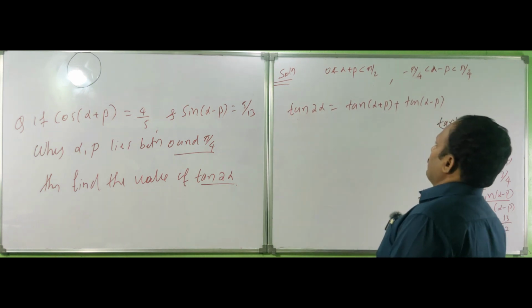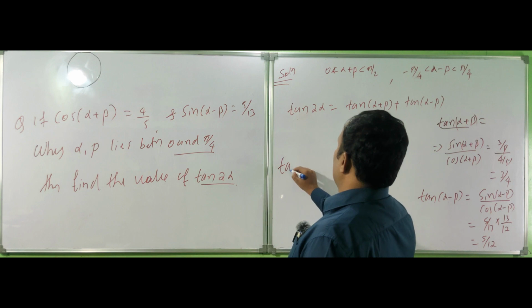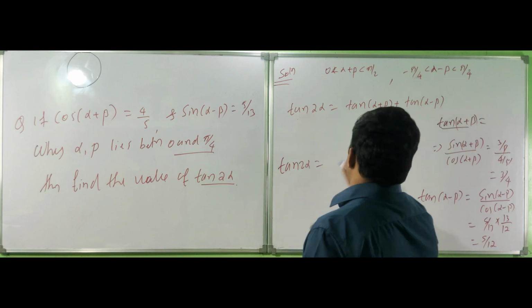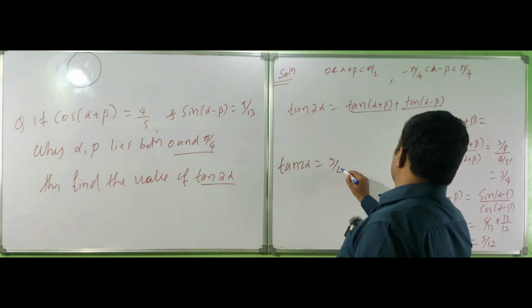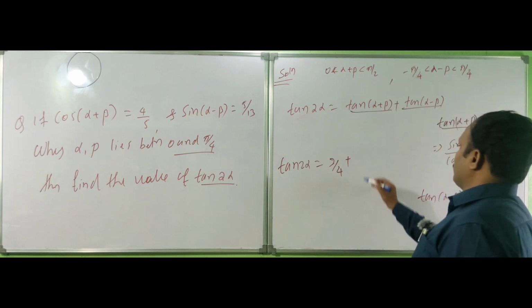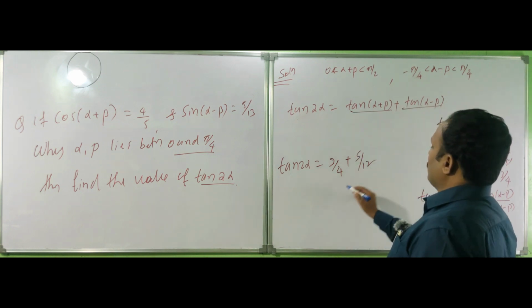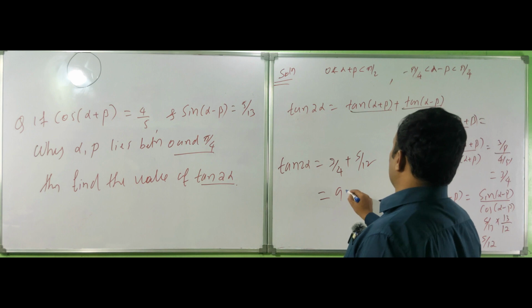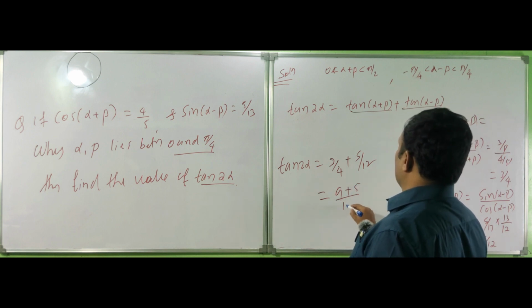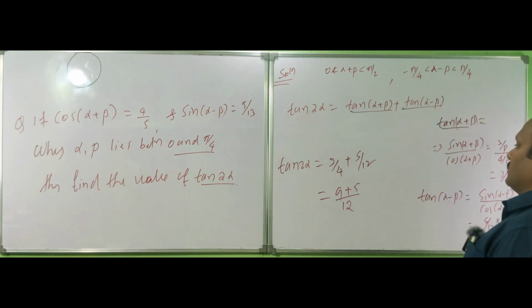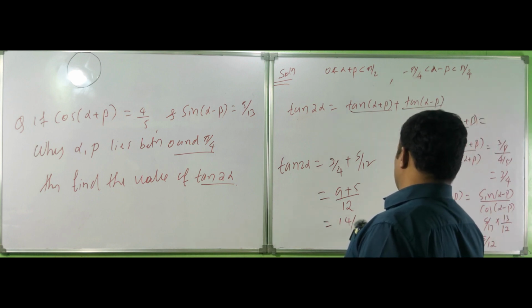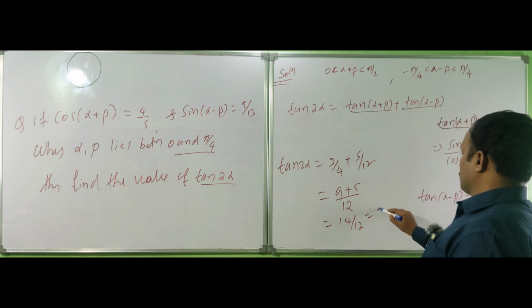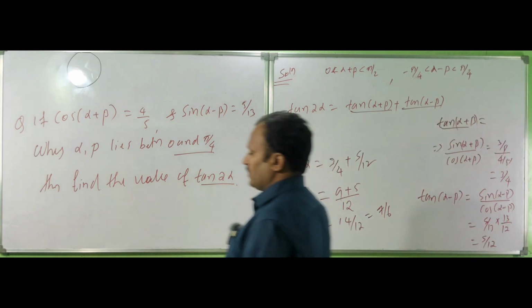Then tan 2 alpha. This is tan 2 alpha is equal to tan(alpha plus beta) plus tan(alpha minus beta). 3 by 4 plus 5 by 12. LCM is 12. 9 plus 5 divided by 12. This gives 14 by 12. This gives 7 by 6. Answer.